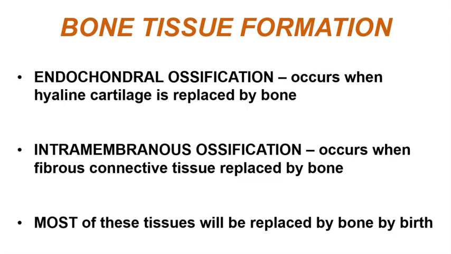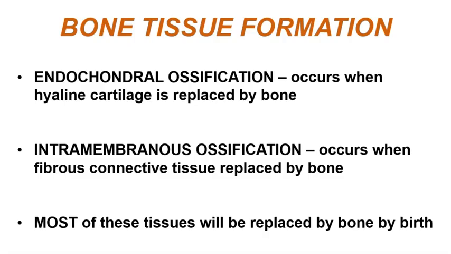Endochondral ossification is the term that we use to describe the process of replacing the hyaline cartilage template of the skeleton with bony tissue. On the other hand, intramembranous ossification is the process of replacing the fibrous connective tissue of the cranial bones and the clavicles with bony tissue.